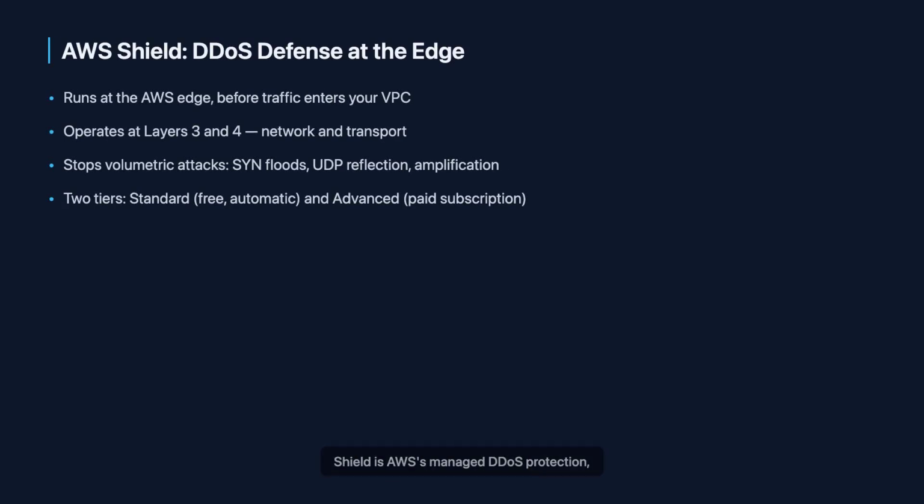Let's start with Shield. Shield is Amazon Web Services managed DDoS protection, and it lives at the edge, meaning attack traffic gets absorbed long before it reaches your VPC. It operates at layers 3 and 4, which is networking speak for raw network and transport packets, so it's defending against floods of SYN packets, UDP reflection attacks, amplification, the volumetric stuff that just tries to overwhelm your pipes. There are 2 tiers: Standard, which is free and automatic, and Advanced, which is a paid subscription with a much bigger feature set. Let's look at each.